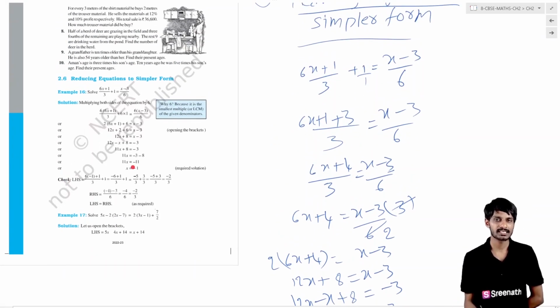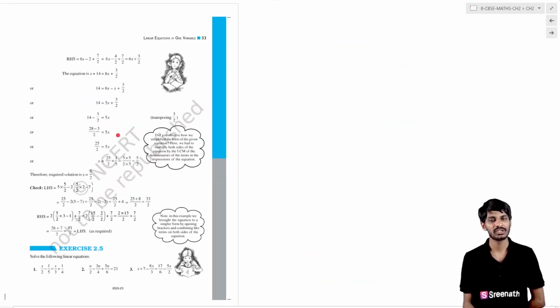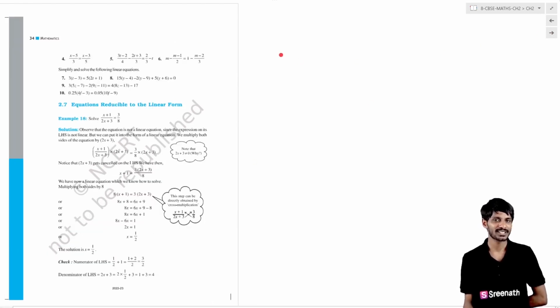If you want to check it, simply check by substituting minus 1 for x in both the equations, and you will get LHS equal to RHS. Substituting minus 1, LHS is minus 2 by 3. Substituting minus 1 in RHS, here it is also minus 2 by 3. That's why you can check. Okay students, in that way you can do these problems. There is an exercise, so I have completed that topic also.